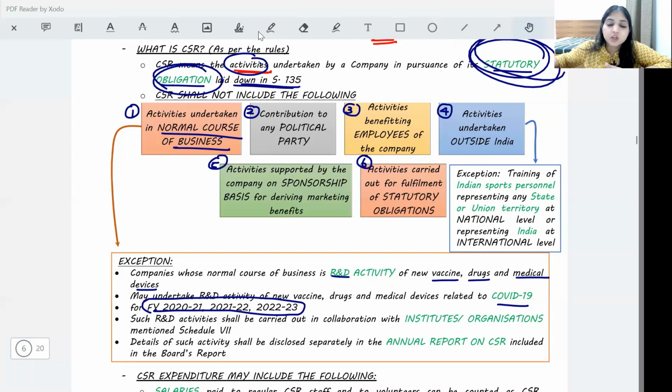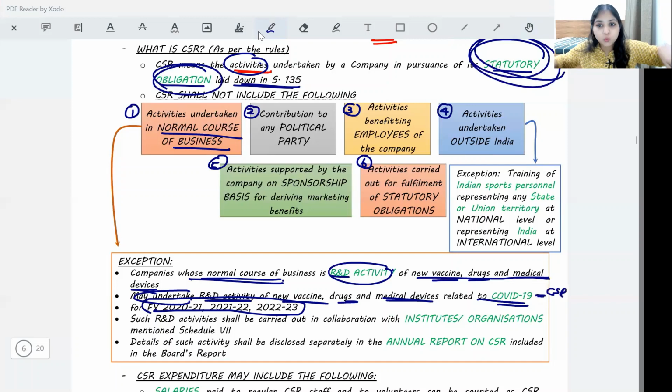Yes, so companies whose normal course of business is R&D activity of new vaccines, drugs, and medical devices may undertake R&D activity of new vaccines, drugs, and medical devices relating to COVID-19. This will be considered as CSR, but only in 2020-21, 2021-22, and 2022-23, only for these 3 years. Second exception: if I'm going to make any donation or contribute any money to a political party, it will not be considered as CSR. Number 3, if I'm going to do an activity which is going to benefit just my employees, that activity will not be considered as CSR.